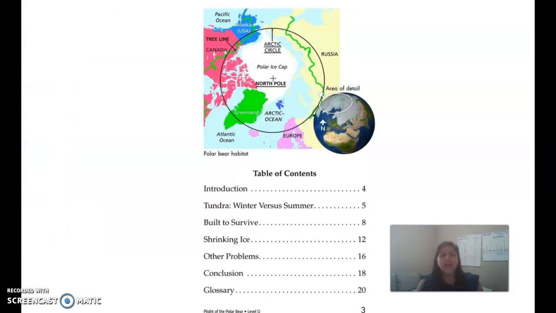Alright, so here we have our table of contents. At the top it seems to have a map. It's showing you where on the globe the polar bears live. The reason why I'm concluding that is because here on the caption it says polar bear habitat. A habitat is a place that the polar bears live. That's their environment. So here we have an idea of where the polar bears live.